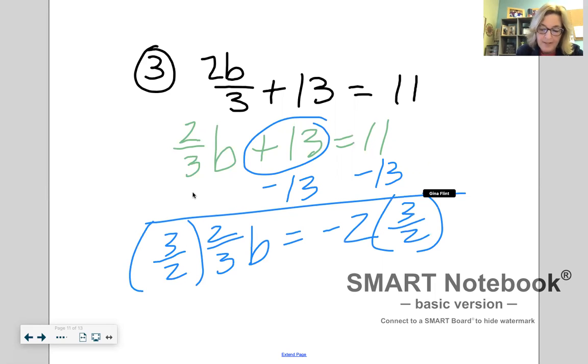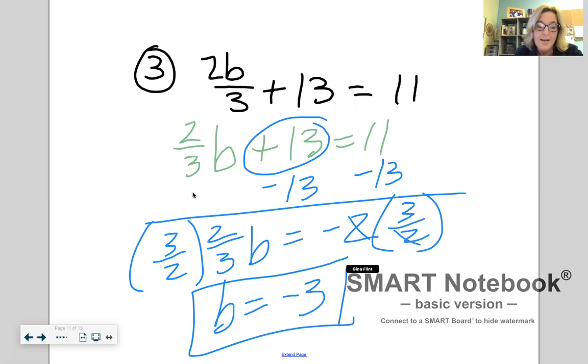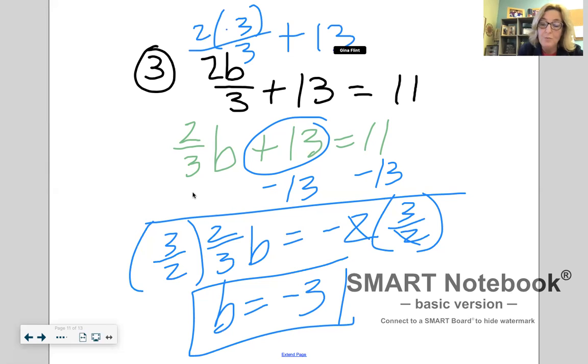So now we have a single b that's equal to, and then I can simplify the 2's here. So we get -3. And if we wanted to plug it in to make sure it works, 2 times -3 is -6, divided by 3 is -2, plus 13 would give us 11. That does work.